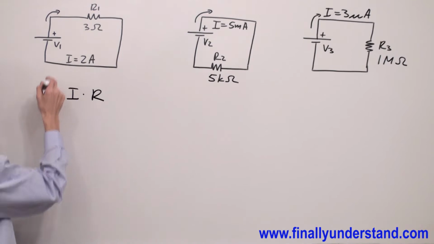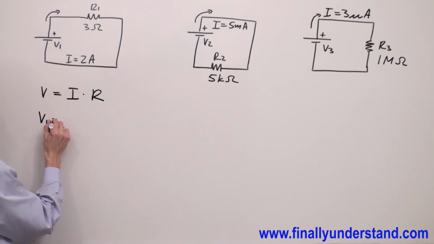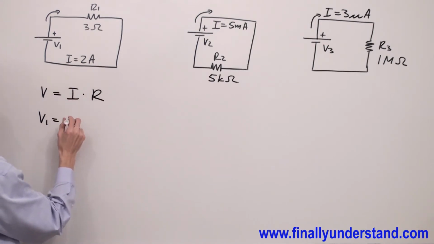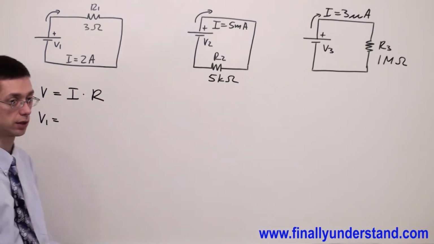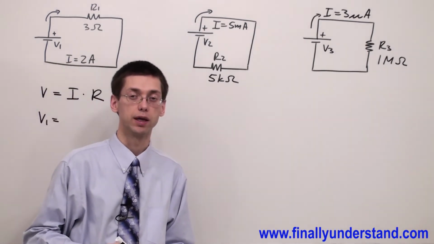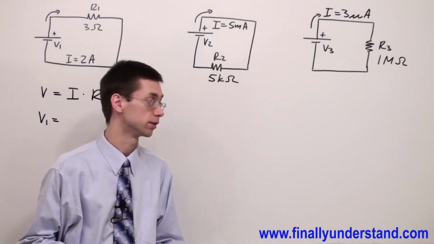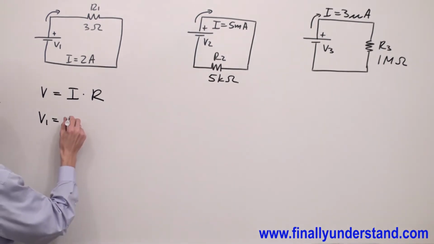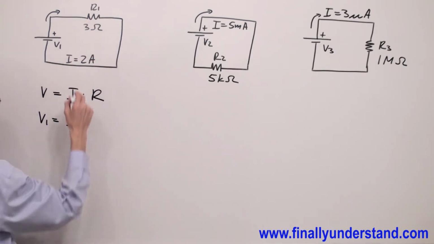We have to find V1. So I have V1 equals current. The current in the circuit is 2 amps. And remember, we are going to use conventional current flow. Conventional current flow means we assume that electrons flow from positive terminal to negative. So we have current times resistance R1.